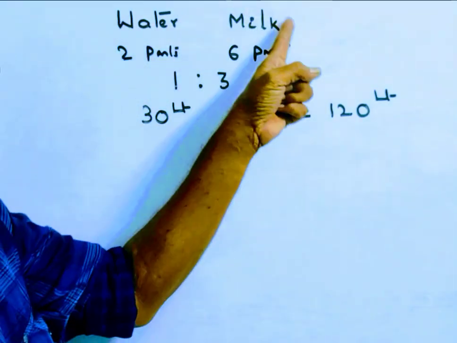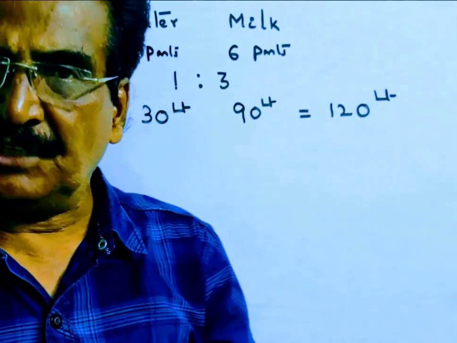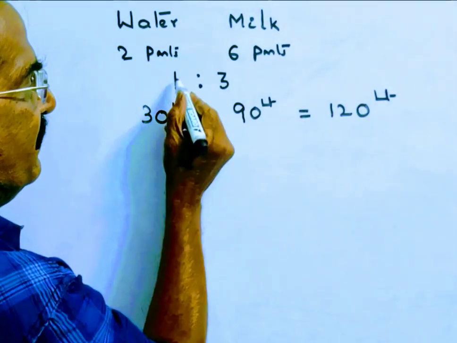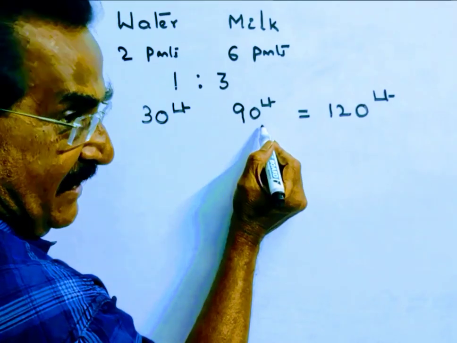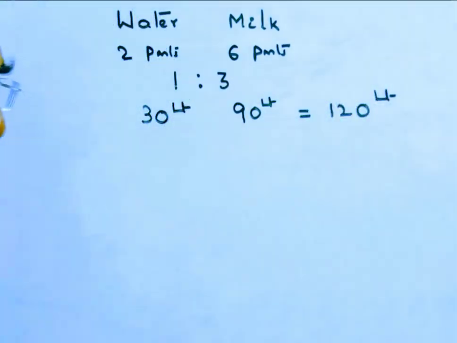That is, water and milk are in the ratio 2 is to 6, which is 1 is to 3. Friends, say water is 30 liters and milk is 90 liters. So the total solution is 120 liters.